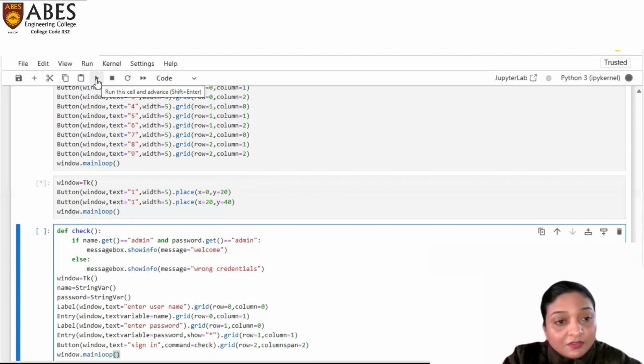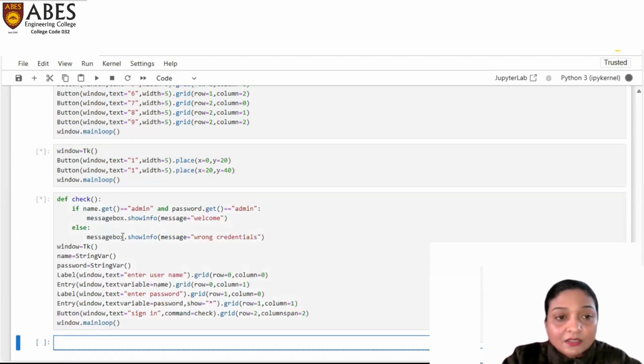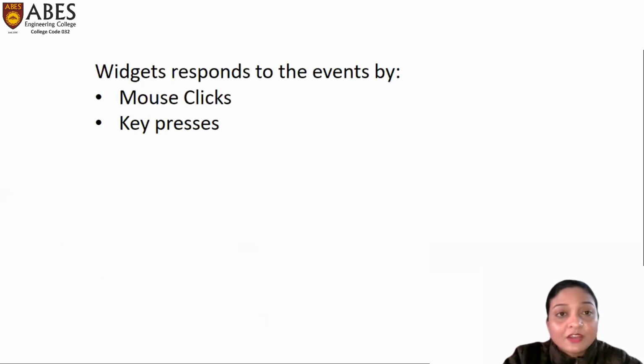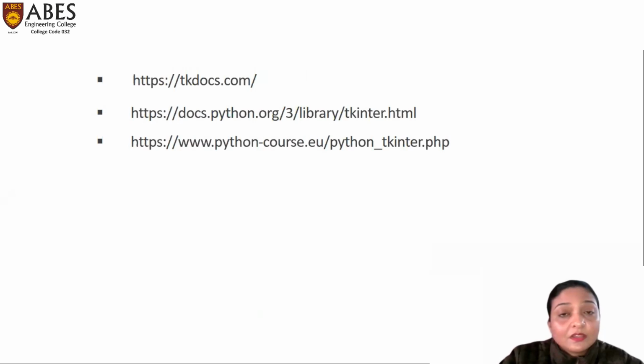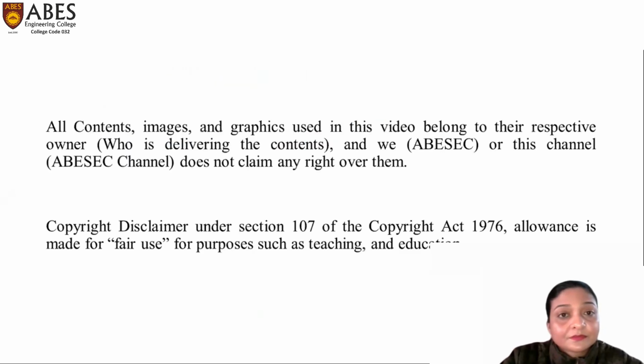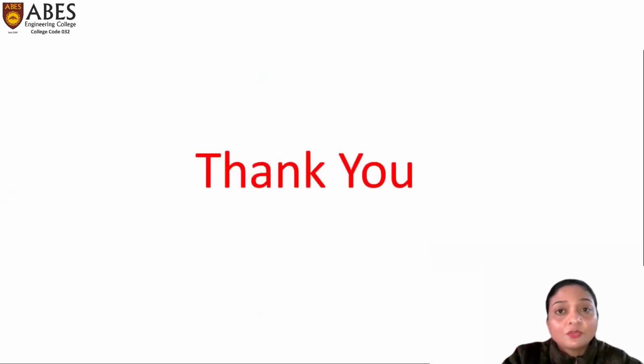So this will create a message box with name admin and password admin. So the message displayed will be welcome, otherwise wrong credentials. For this, we have used two labels, two entries and one button. So this is all for today's topic. We have discussed how widgets respond to events by mouse click. These are the references. Thank you for listening with patience.